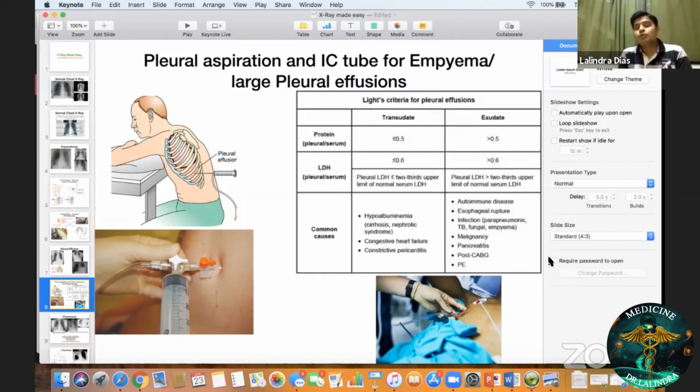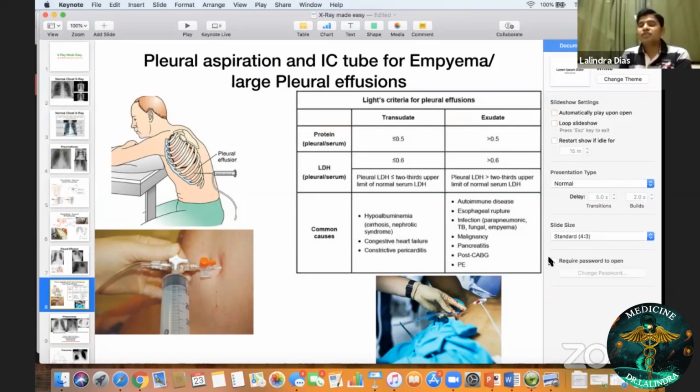Then you take the pleural fluid LDH. If the pleural fluid LDH is high, that happens in exudate, and the pleural fluid LDH is low in transudate. So we take the pleural fluid LDH and divide that by serum LDH. And if the ratio is more than 0.6, you call it an exudate. If the ratio is less than 0.6, you call it a transudate.